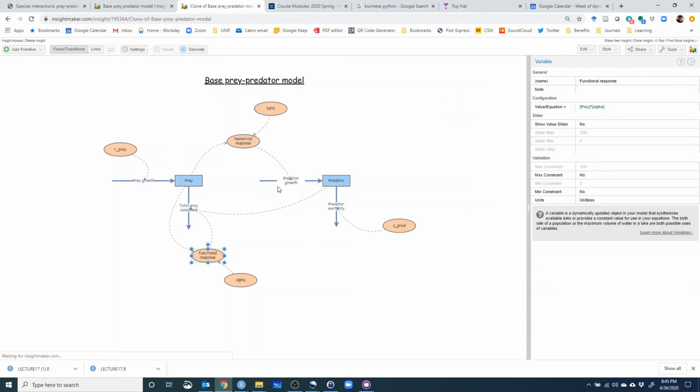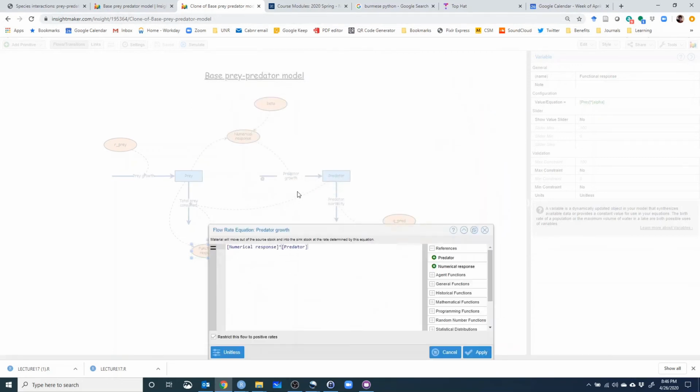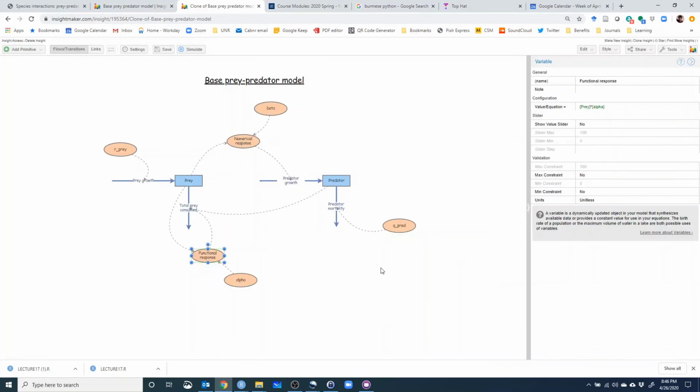So now all we have to do is fill in the predator growth rate. To do that, you take the numerical response, which is kind of like R, kind of like an intrinsic rate of growth, and you just multiply it by the total predator population to get the total influx of new predators into the population in this time step due to prey consumption. That is this flow that we are interested in parameterizing here. And once we do that, we have a fully fleshed out Lotka-Volterra prey-predator model.